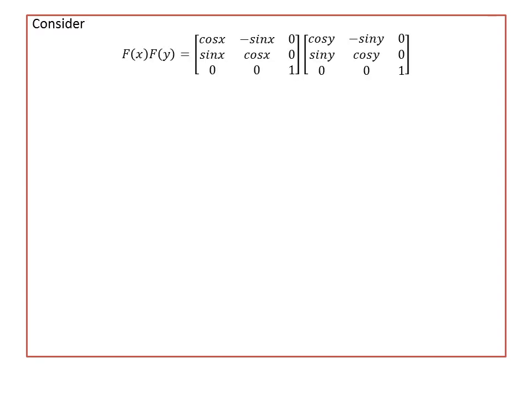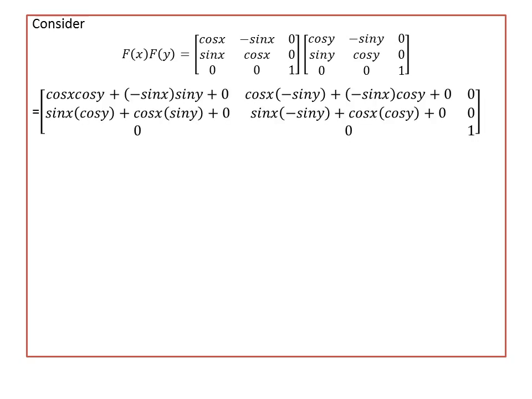Next we'll find the product f of x and f of y. So consider f of x into f of y as cos x minus sin x 0, sin x cos x 0, 0, 0, 1 into cos y minus sin y 0, sin y cos y 0, 0, 0, 1. As you all know how to multiply two matrices, now first row to the first column gives cos x cos y plus minus sin x sin y plus 0 into 0.